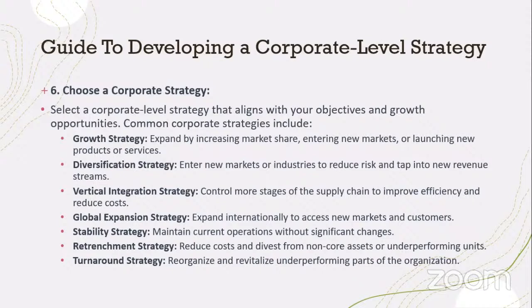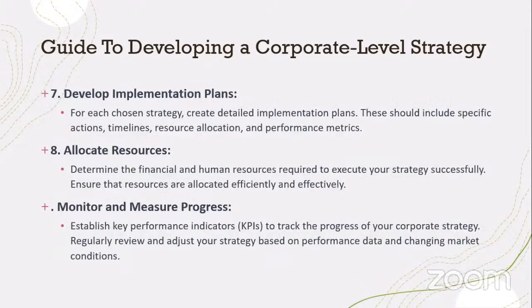Global expansion strategy, expanding internationally to access new markets and customers. Stability strategy, maintaining current operations without significant changes. Retrenchment strategy, reducing costs and divesting from non-core assets or underperforming units. Turnaround strategies, reorganizing and revitalizing underperforming parts of the organization. Number 7, develop implementation plans. For each chosen strategy, create detailed implementation plans. These should include specific actions, timelines, resource allocations, and performance metrics.